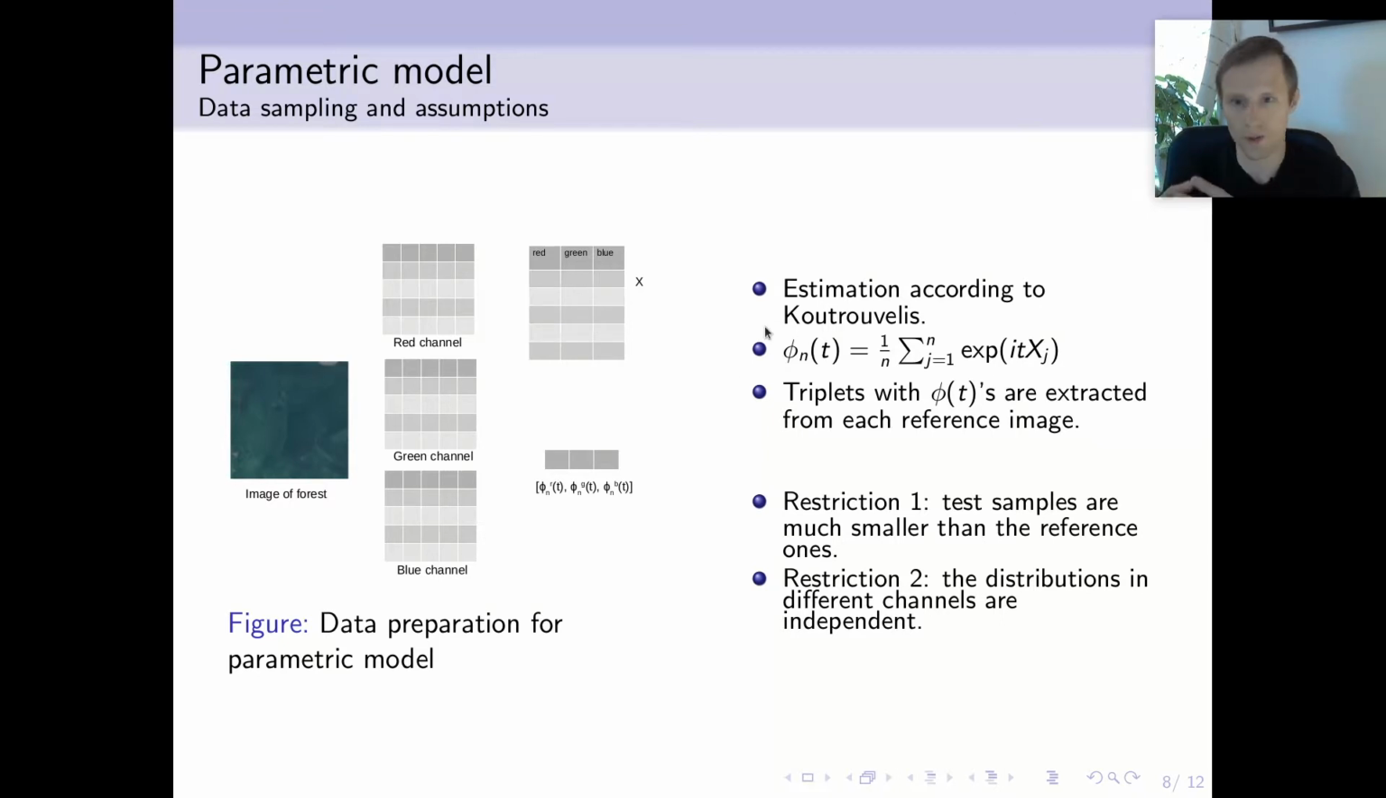We need to impose 2 restrictions now. First of all, test samples are much smaller than the reference ones. That's because the Koutrouvelis technique is still quite computationally demanding, so we don't want to do it during classification, we want to do it only once during the training procedure. The second restriction is that the distributions in different channels are independent. So we have lost all the dependencies because we used the one-dimensional stable law. This could be fixed by using multidimensional stable distributions, although we haven't done that yet.